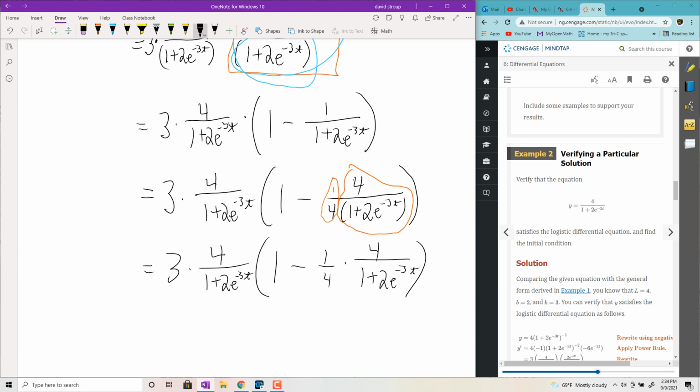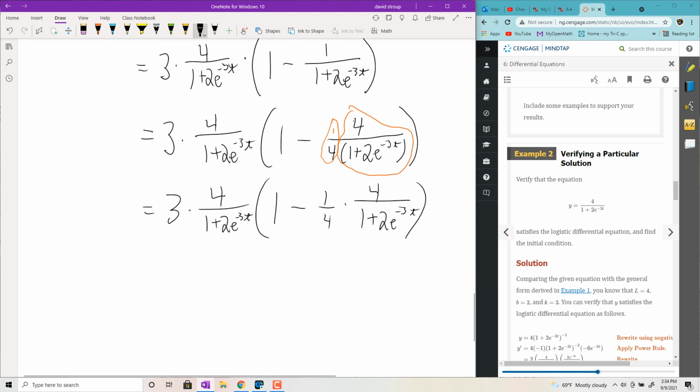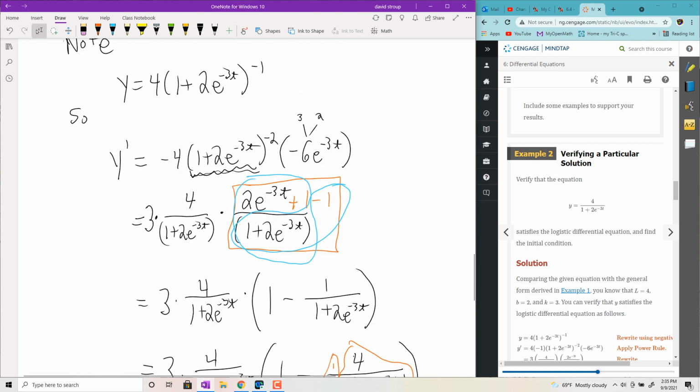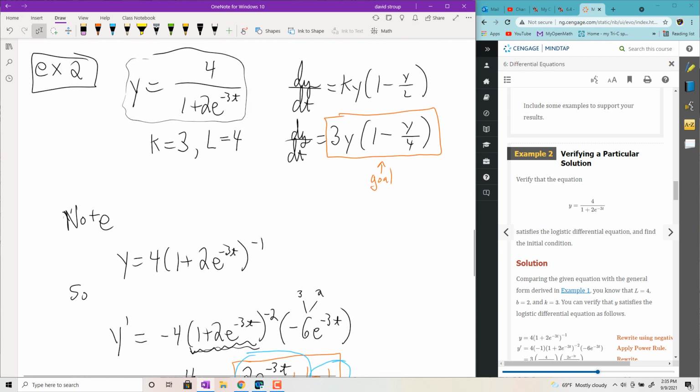So I know it's a bit weird. You're probably not used to seeing that kind of back engineering. But at the end of the day, that's your 3y times (1 minus y) all over 4, which is the right side of that differential equation, which is what we were trying to show. Okay, so this logistic equation satisfies the logistic differential equation.